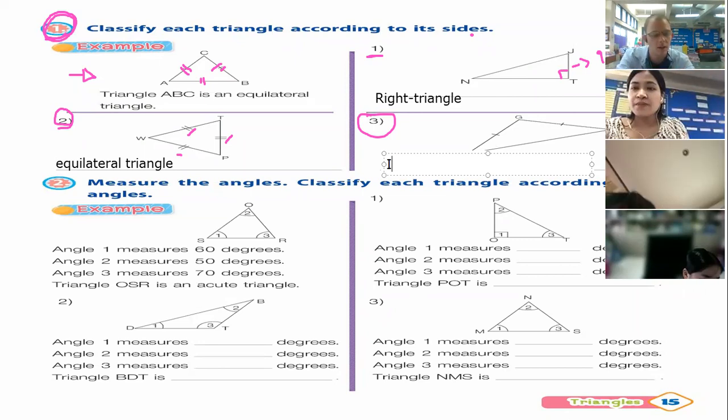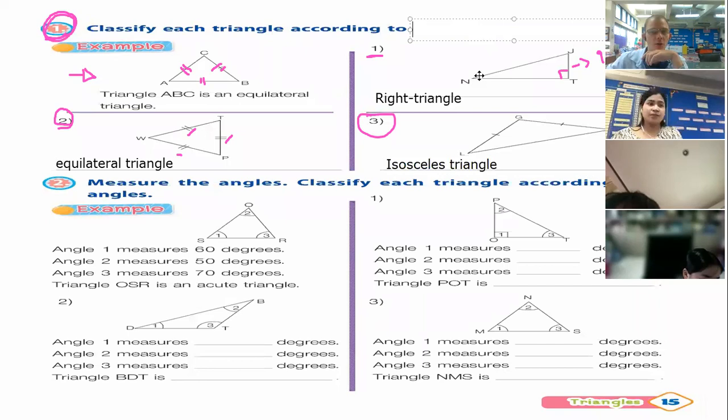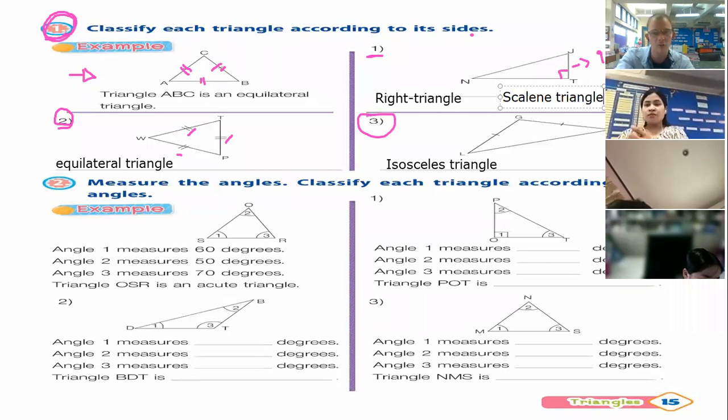Isosceles triangle. Isosceles triangle. Very good, very good. If you read carefully, they say we must look at the sides. So this right triangle is a right triangle when we look at it because of the angle. But it is also a scalene triangle because none of the sides are equal.